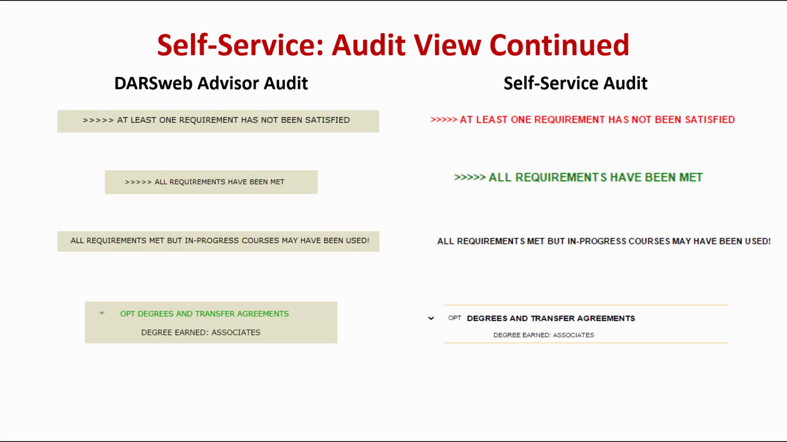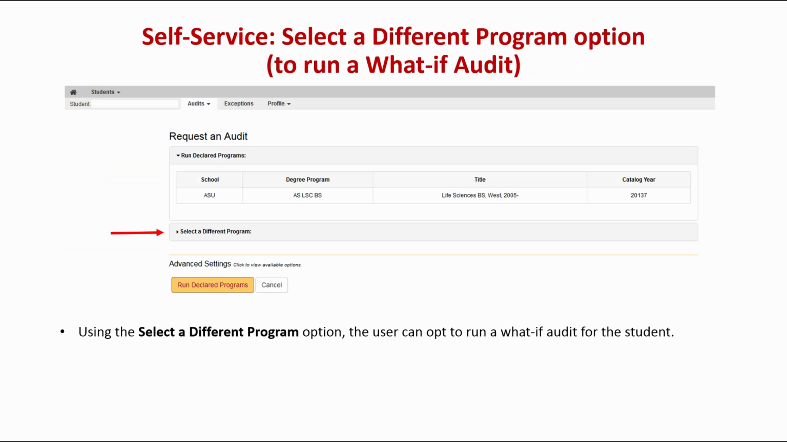Optional requirements are still designated with OPT, for optional, preceding the title of the requirement. Optional requirements are not required to graduate, but are in audits for informational purposes, either on the university or the college level. The legend at the bottom of the page is considerably shorter and user-friendly. Using the Select a Different Program option, the user can opt to run an audit against a degree program that is different from the one on the student's record, thereby creating a what-if scenario.